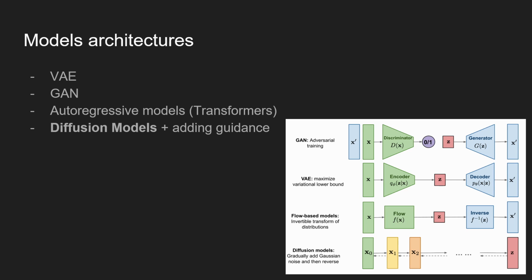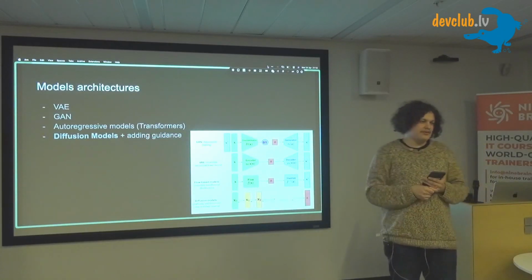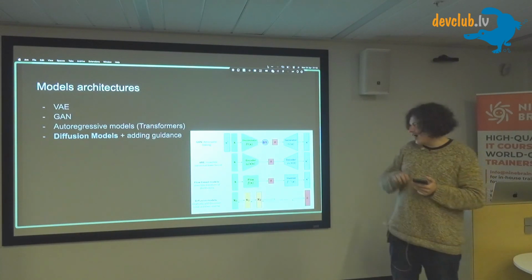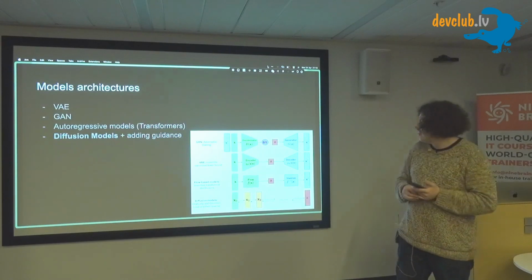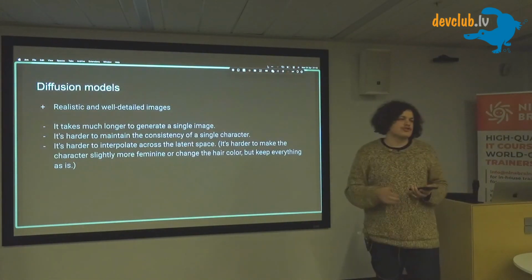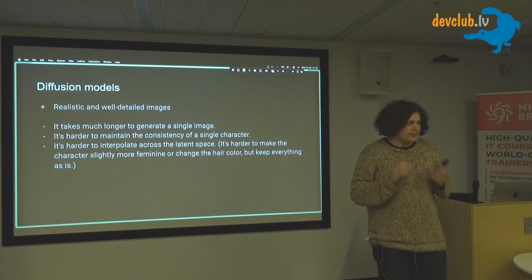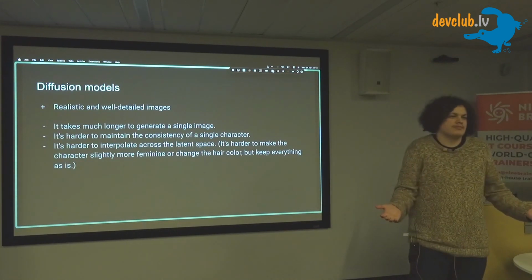Let's discuss architectures. I promised without a lot of sophisticated words. There are a lot of architectures, but one is mainstream right now. This architecture is diffusion models. I won't mention how they work, but just keep in mind that they are able to create realistic and fine-grained images. But they also have some cons.